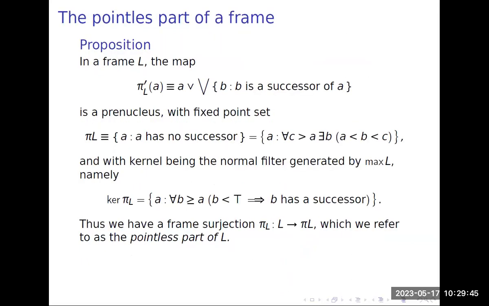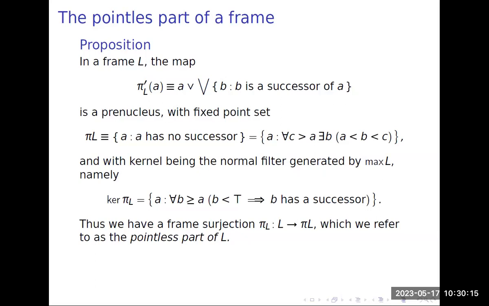The question that arises, of course, is what in the dickens is the nucleus which you achieve by doing that? And it turns out it has a very simple description. Perhaps not in terms of the nucleus, but in terms of the prenucleus. The prenucleus simply takes an arbitrary element of the frame and pushes it up to the join of the element with all of its immediate successors. Okay? Successor means immediate successor.